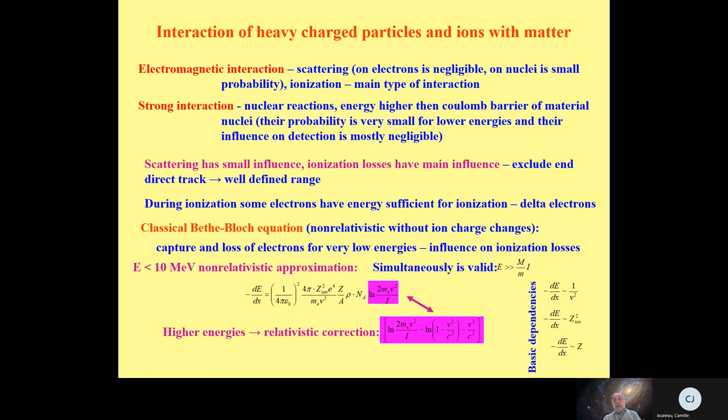If the velocity is near the velocity of light, for higher energies, it's necessary to include relativistic corrections, and in this case this part will be in this form. What is important to remember is to know these main dependencies. The main dependencies are the inverse of the square of velocity, where this is the velocity of this particle, the square dependency on the charge of the particle which is moving through this matter, and the linear dependency on the atomic number of this material.